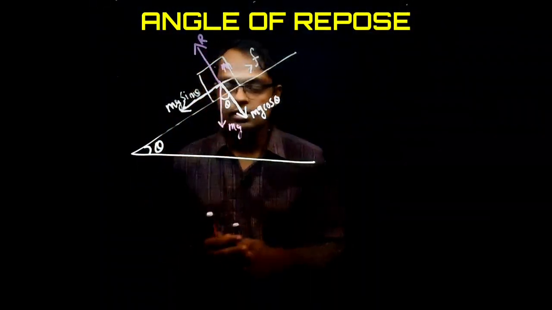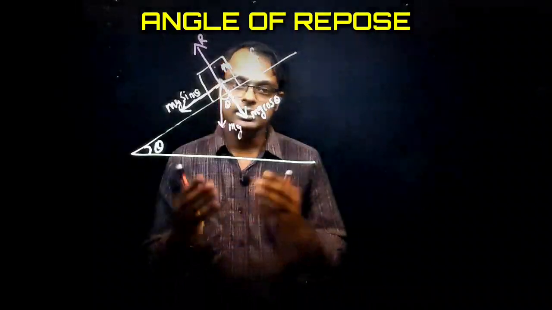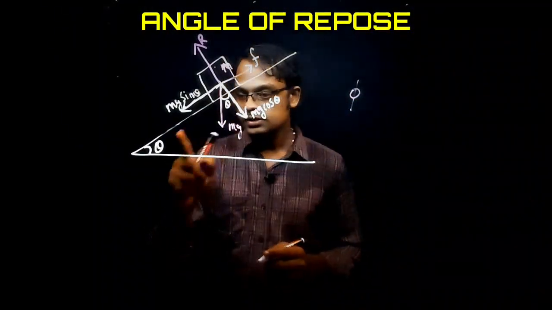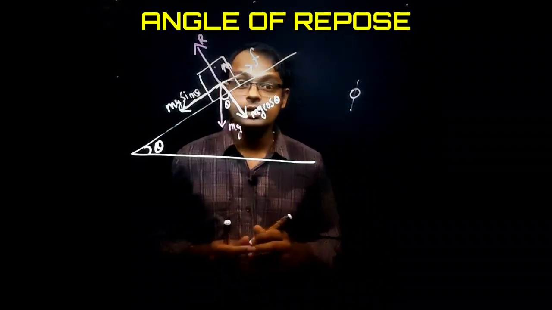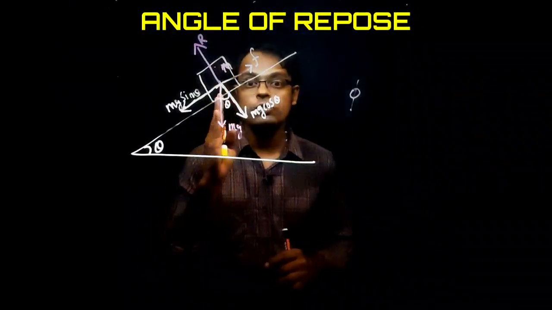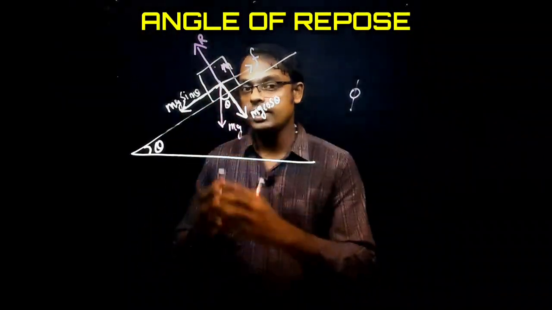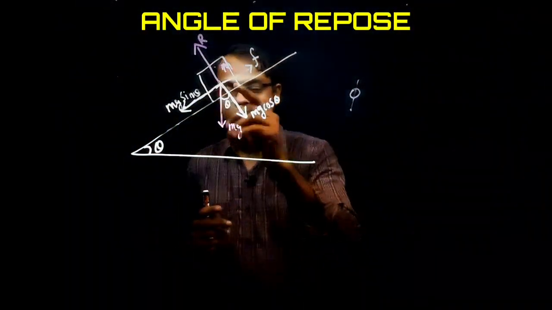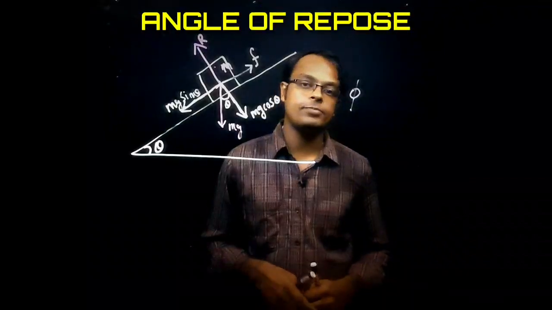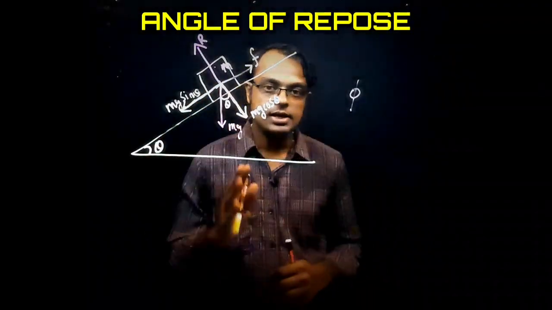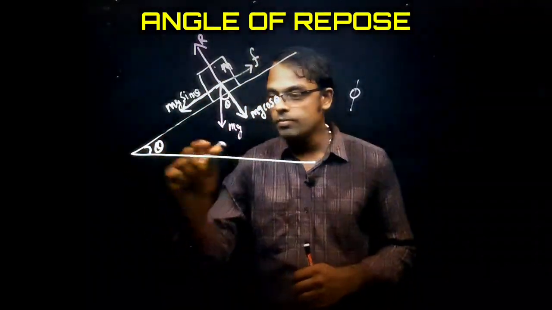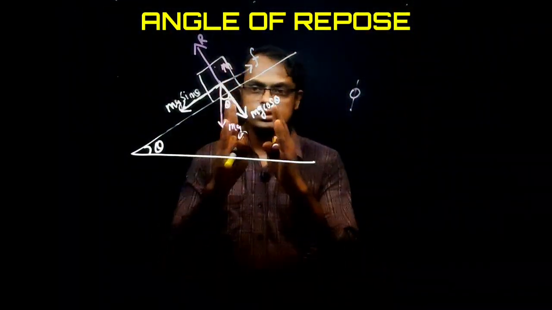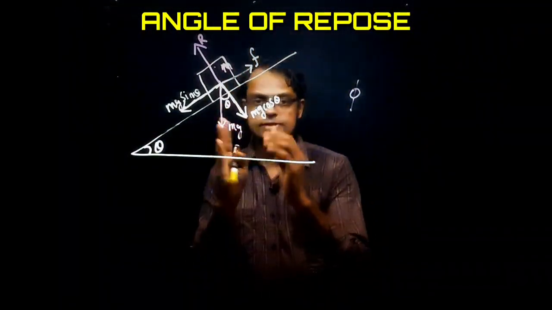In this example, this theta, or we can say phi also, here it is called what? Angle of repose. As we already know, the angle of repose is the minimum angle at which the body just starts sliding. Now just imagine the body has just started sliding.